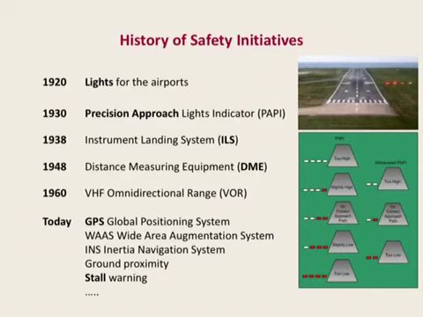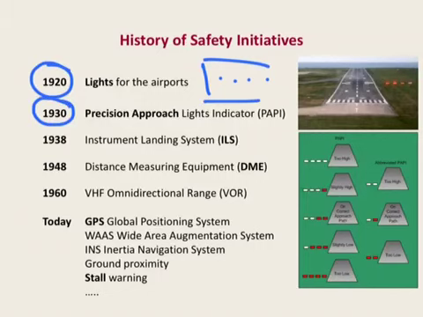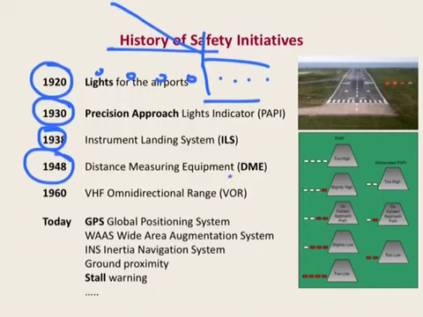Air transportation was not very safe in the early stages. However, different milestones have increased the safety of aviation. For instance, in the 20s, the lights of the aircraft were designed. In the 30s, the PAPI, or the lights which approach the airport, were introduced. In the late 30s, the instrument landing system, which is an angle which indicates to the aircraft how to reach the runway. In the late 40s, DME, or distance measuring equipment, which calculates distance from the aircraft to certain locations.